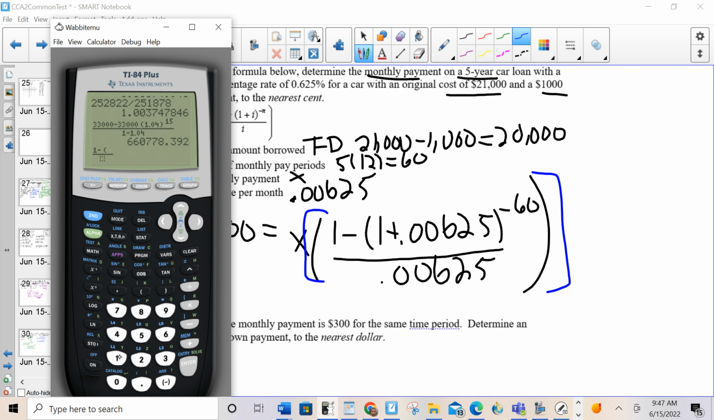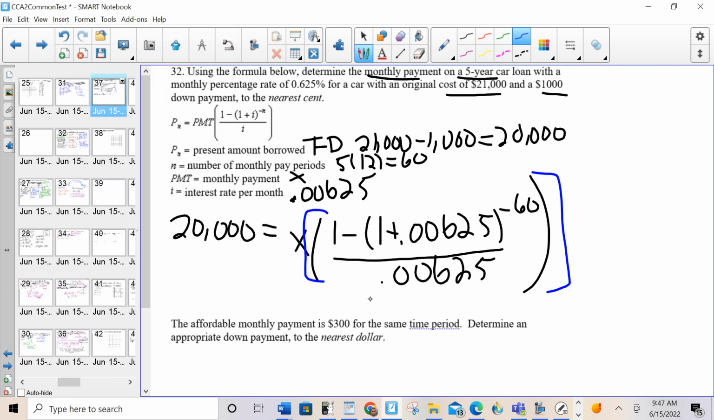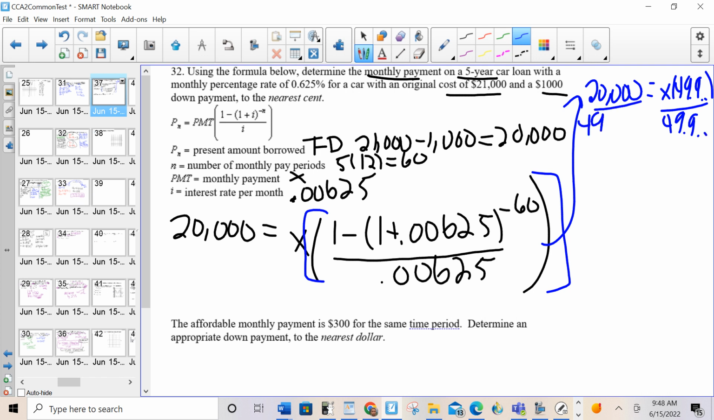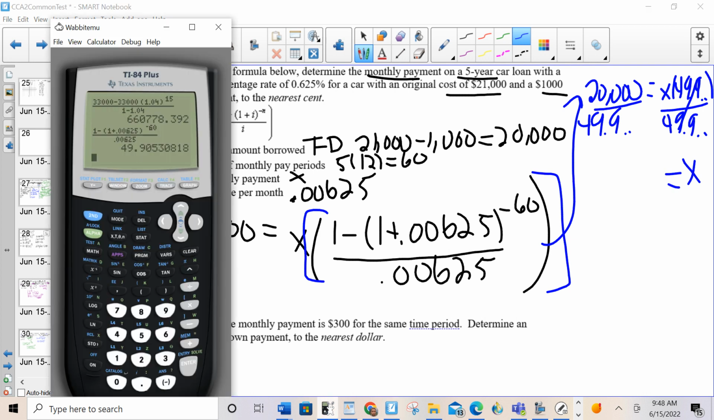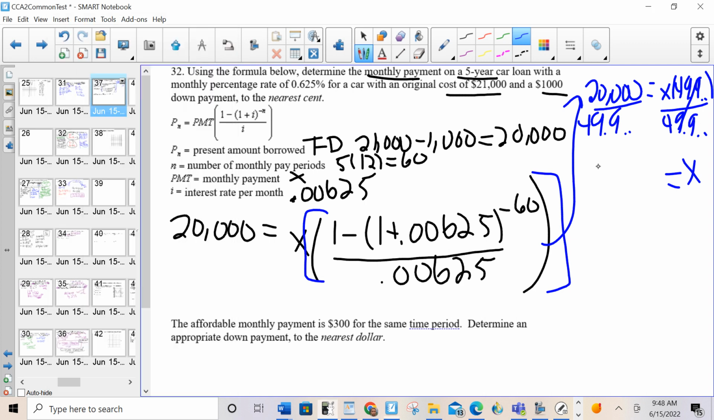1 minus 1 plus 0.00625 to the power of negative 60 over 0.00625. I get 49.9 dot dot dot. You do not want to round until the very end. So I'm going to write 49.9 dot dot dot. Now I would just divide away the 49.9 dot dot dot. There was a mortgage question where a student ran it too soon and he cost this guy like $24,000. Pretty good reason why you don't want to round too soon. 20,000 divided by, I can copy and paste that. It said to the nearest cent, 476.